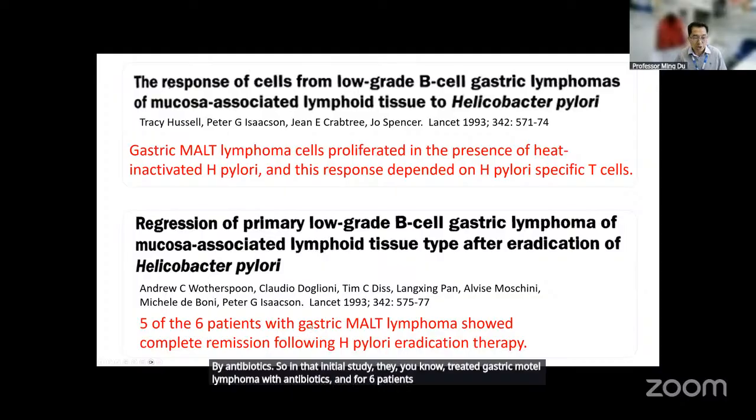So in that initial study, they treated gastric MALT lymphoma with antibiotics, and for 6 patients, 5 of them showed complete remission. With longer follow-up, the remaining case also showed complete remission.